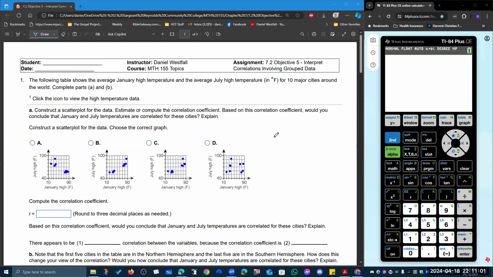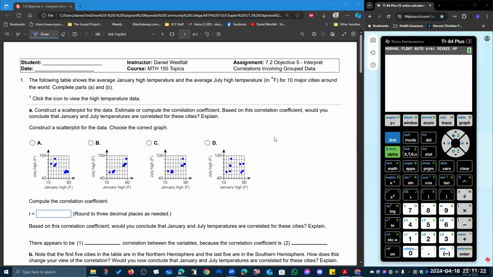In this video, we're going to talk about 7.2 Objective 5, where we interpret correlations involving group data. The following table shows the average January high temperatures and the average July high temperatures in degrees Fahrenheit for 10 major cities around the world. Complete parts A and B.